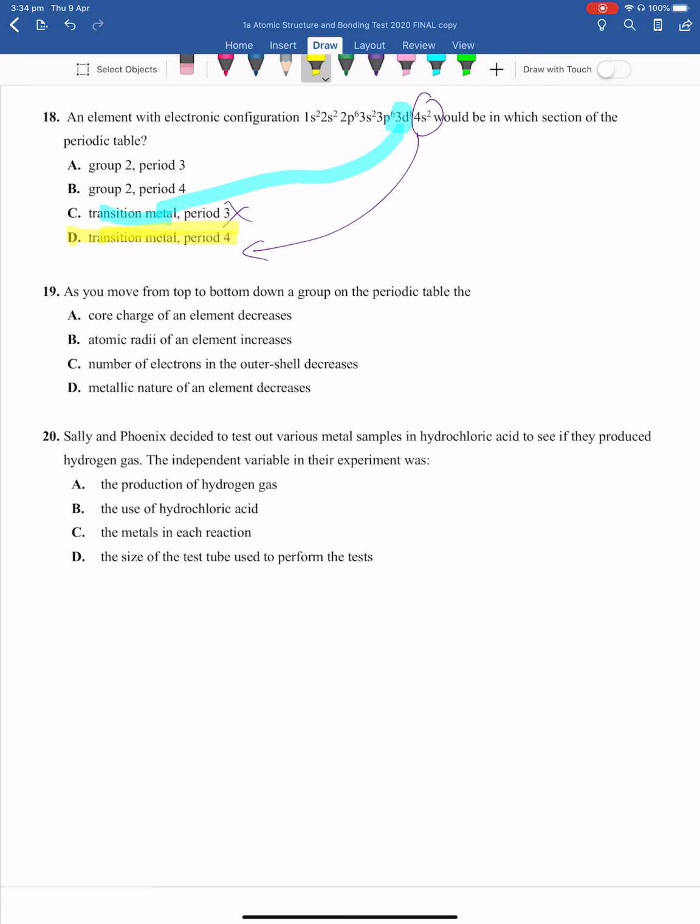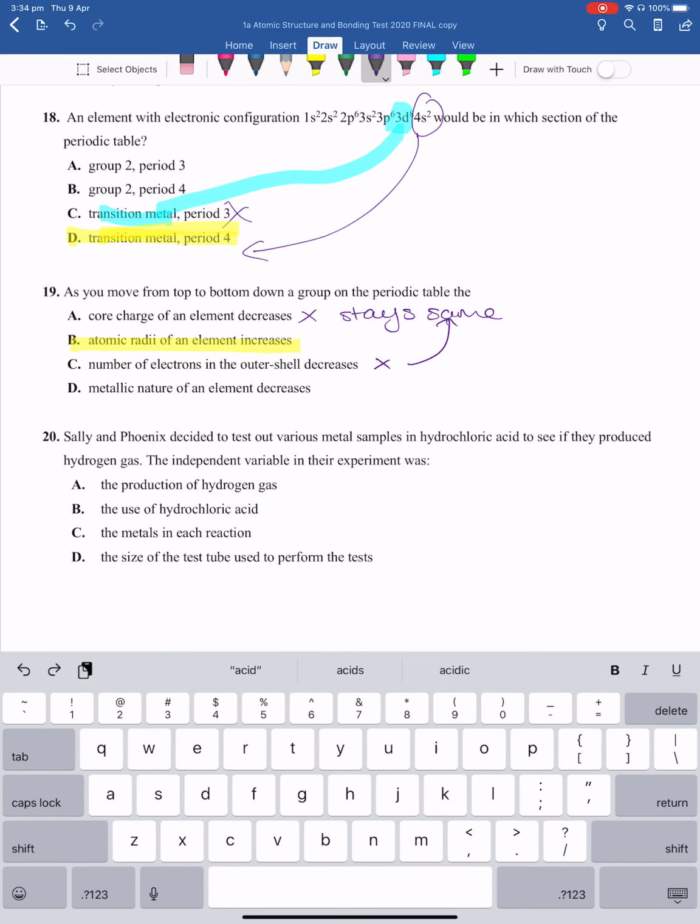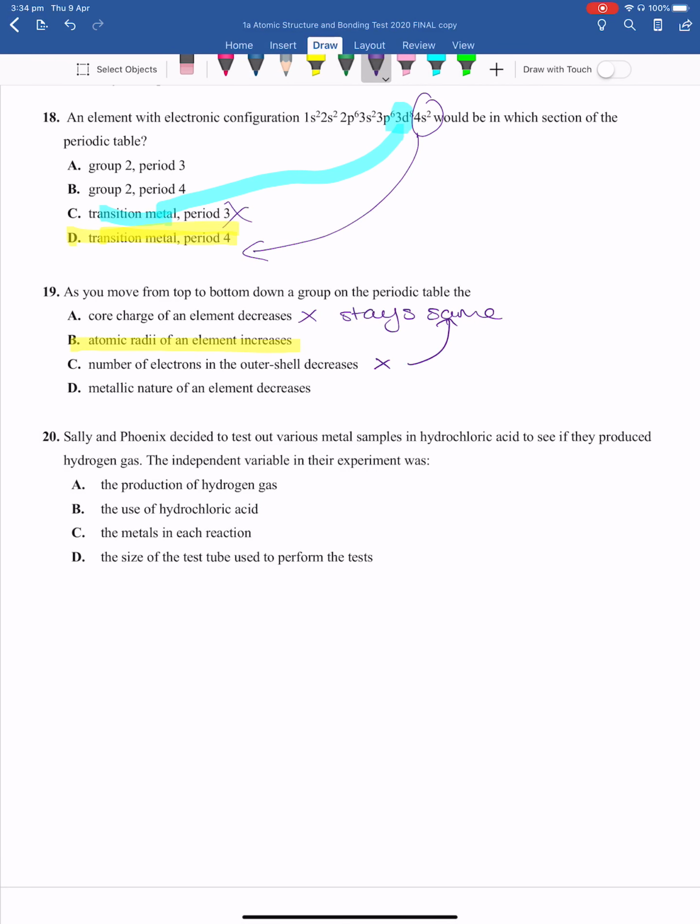Question 19, as you go top to bottom down a group, 96% of people get this right. We're going to get bigger. The core charge doesn't decrease. It stays the same. The number of electrons doesn't decrease. It stays the same. And the metallic nature of an element doesn't decrease. It actually increases as you go down a group.